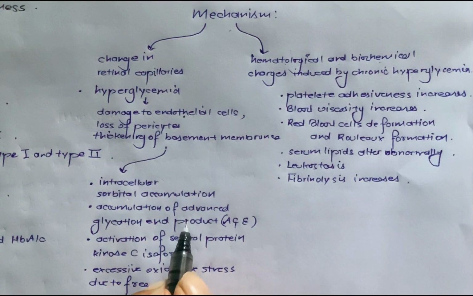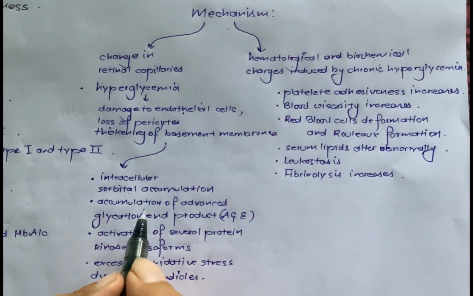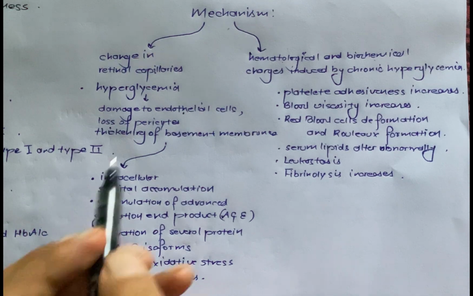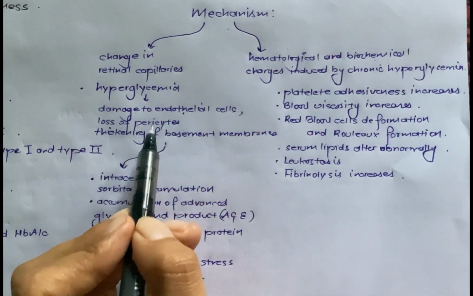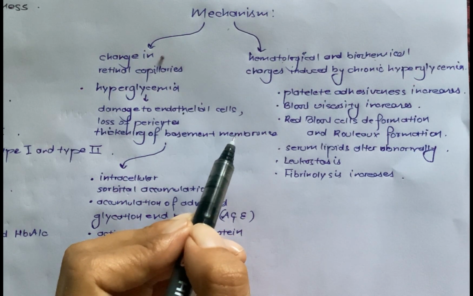As we all know, hyperglycemia can trigger inflammatory response and increase the production of reactive oxygen species or free radicals in the blood vessels. So these processes promote damage to the vessel wall and contribute to diabetic retinopathy. So, due to hyperglycemia, there will be intracellular sorbitol accumulation, accumulation of advanced glycation end products, activation of several protein kinase isoforms, excessive oxidative stress due to free radicals, which will lead to damage to endothelial cells, loss of pericytes, and thickening of the basement membranes, which will eventually lead to diabetic retinopathy.